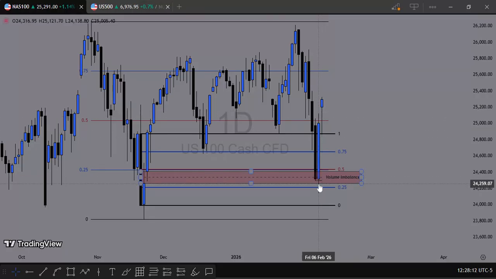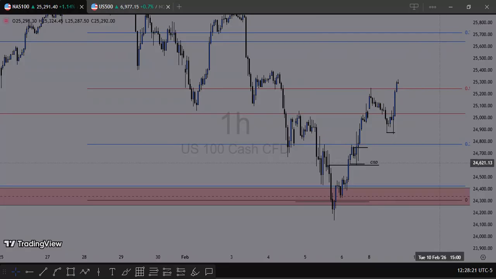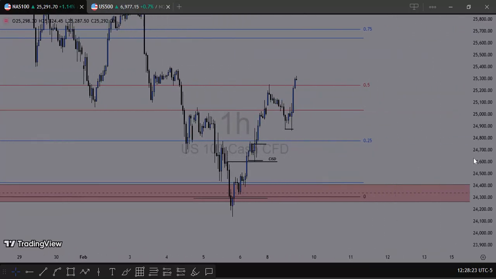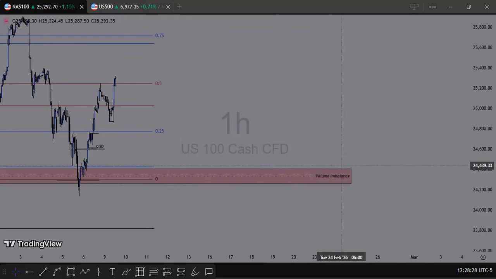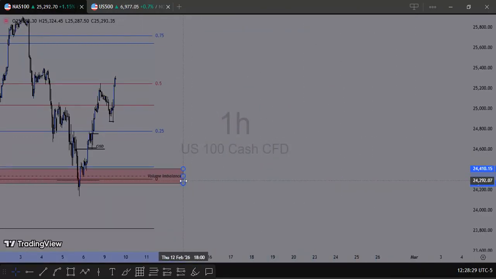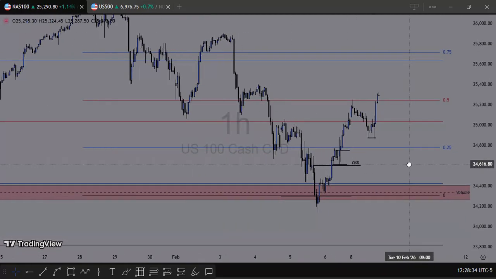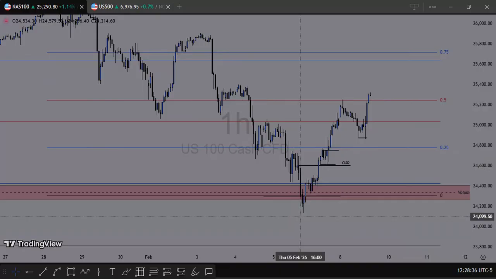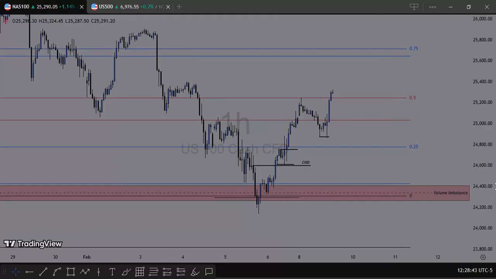So this is where I was looking at price last Friday, and I'm going to go into my 1 hour to make sense of why I took the trade last Friday. So we are in this volume imbalance right here. Let me adjust this. We are in this volume imbalance right here, right? This is Friday. So we are at a volume imbalance, which is an area of interest.